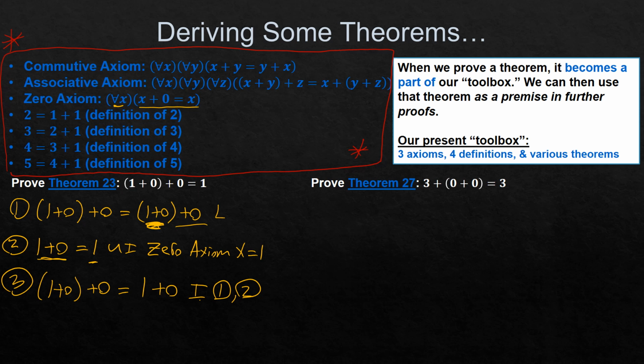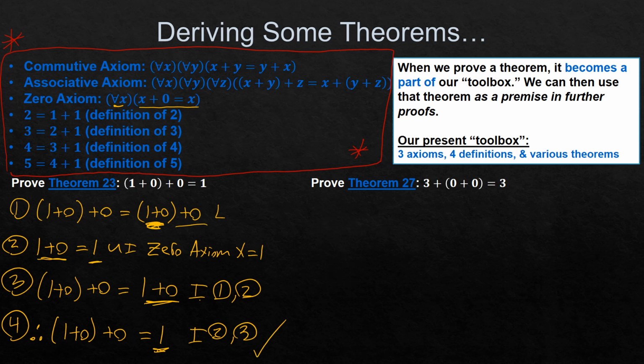And then finally, with lines 2 and 3, we can get what we desire. For line 4, therefore, we have (1 + 0) + 0 = 1. Why? Because we have the identity rule with lines 2 and 3. Because we have this 1 + 0 on line 3, but we know that is identical to 1 according to line 2, hence the right-hand side, we can say 1. So that proves theorem 23.